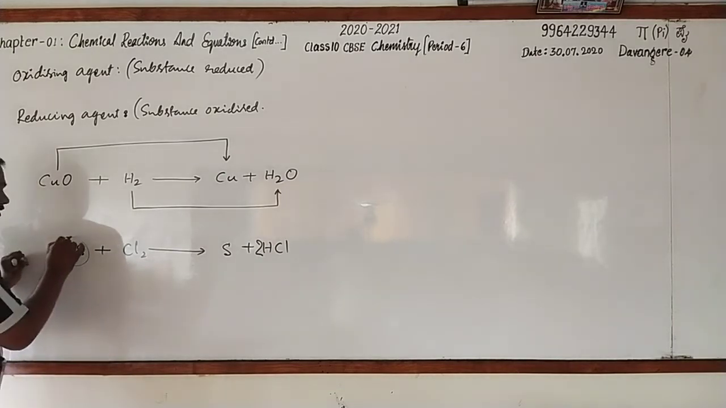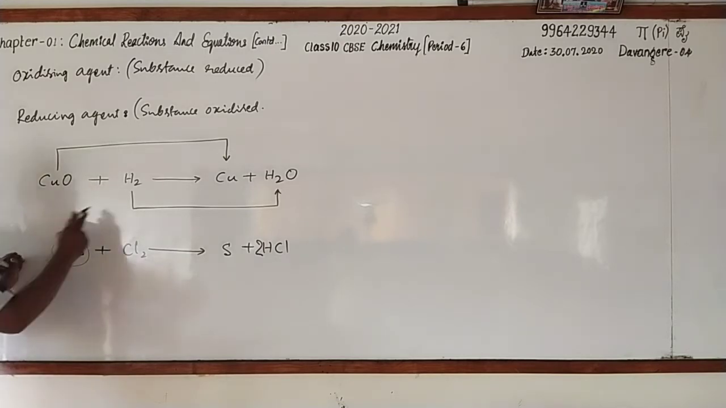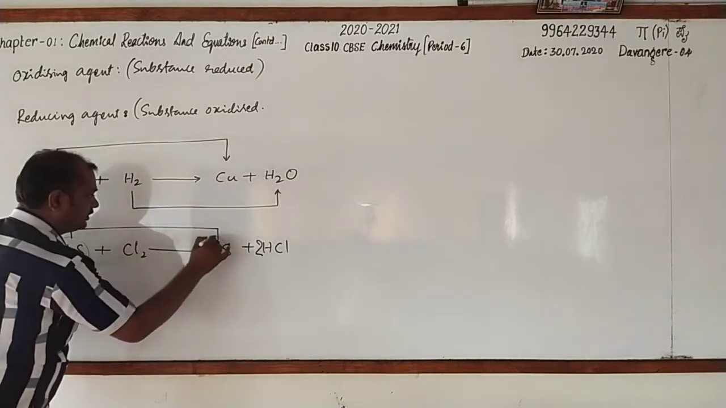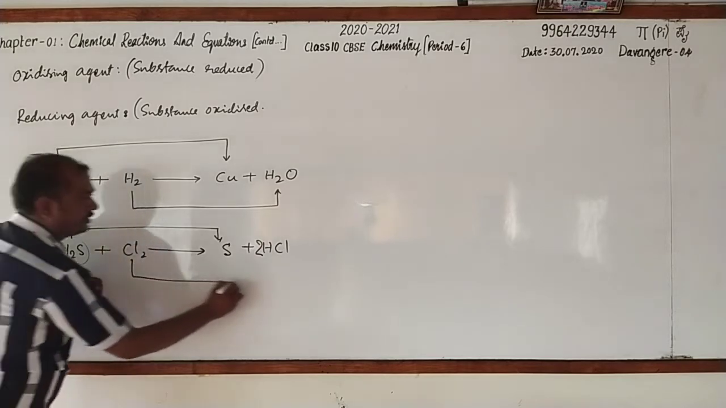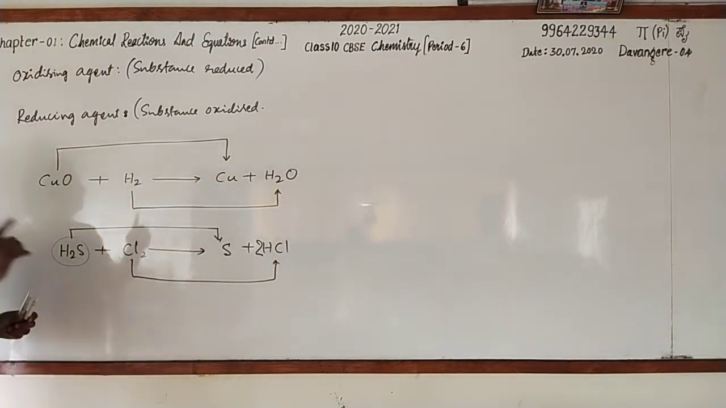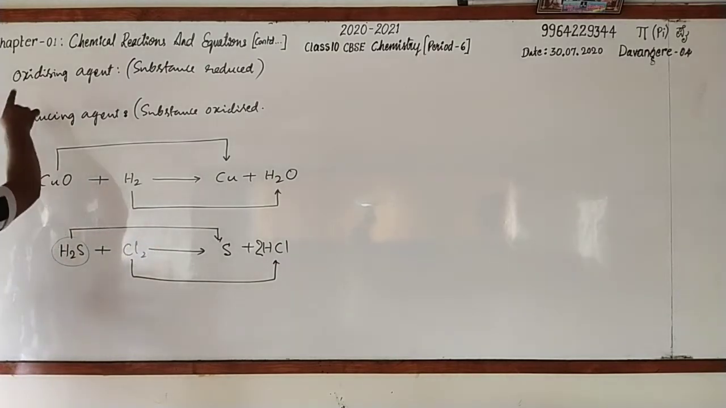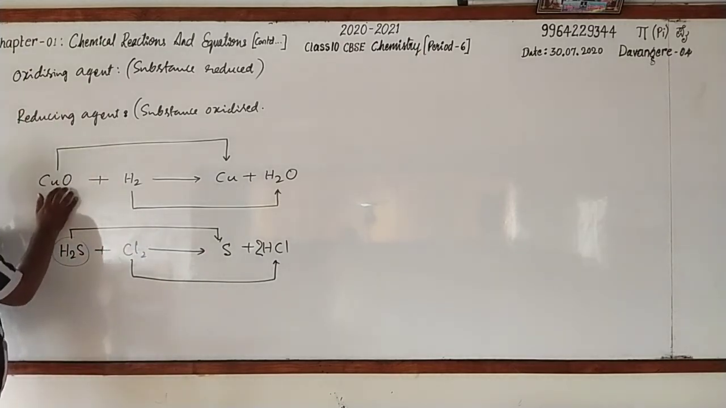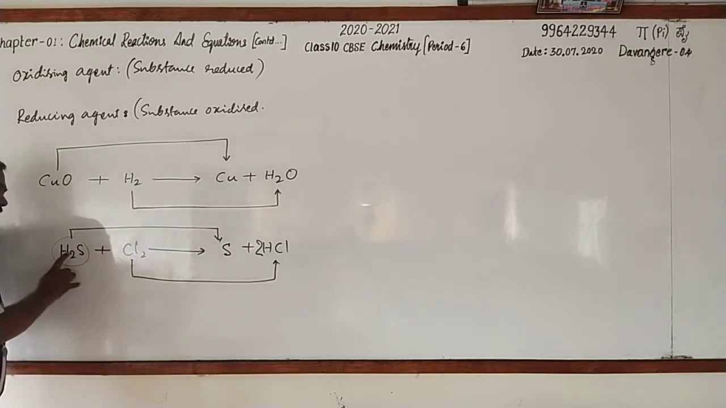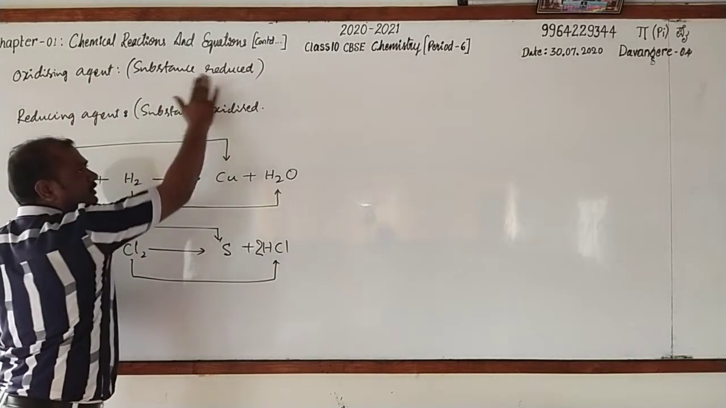H2S is the substance which is ready to give hydrogen for reduction. See that? It is called reducing agent. And this is the substance which removes hydrogen from hydrogen sulfide and forms hydrogen chloride. This is called oxidizing agent. Clear? So once I will write the definition of oxidizing agent and reducing agent. Before that, let me tell you the definition. Listen carefully. The substance which gives oxygen for oxidation, or the substance which removes hydrogen for oxidation, is called oxidizing agent. This is called substance reduced.